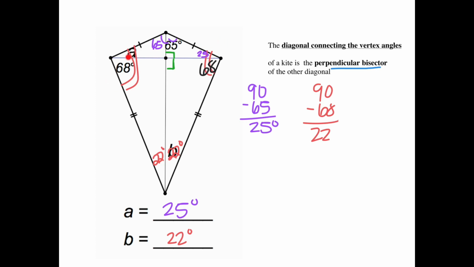These non-vertex angles are congruent to each other, but the diagonal does not cut them in half. So it's kind of an opposite relationship between the vertex angles and the non-vertex angles. But that's how we can use it to find our missing angle values.